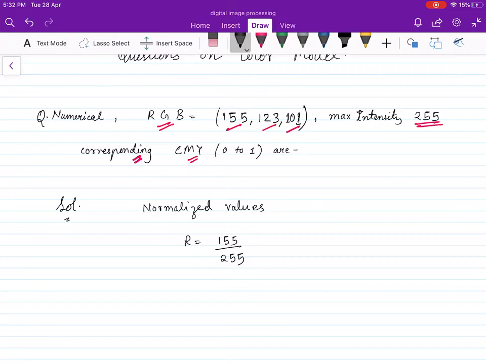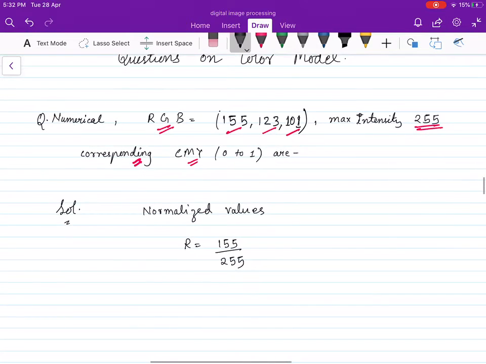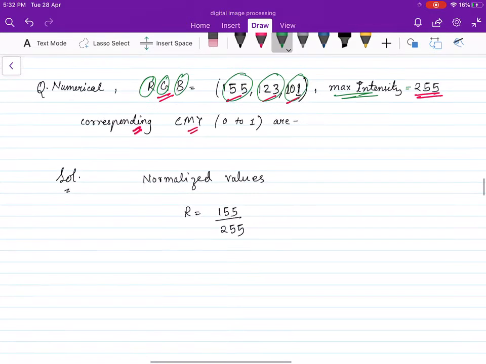Today we will be discussing color conversion, questions on the color model. Here we have red, green, blue values as 155, 123 and 101, and the maximum intensity is equal to 255, and we have to find the corresponding CMY value.